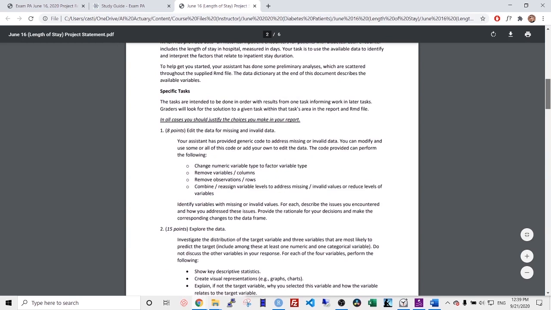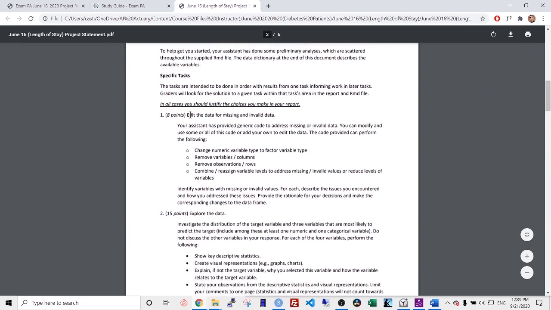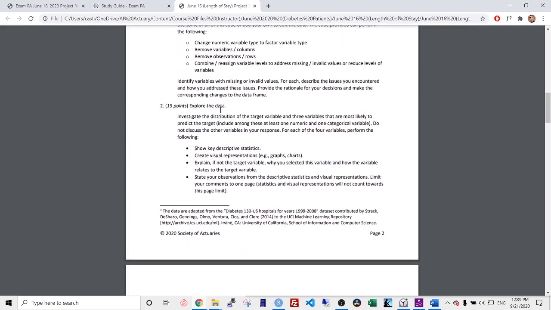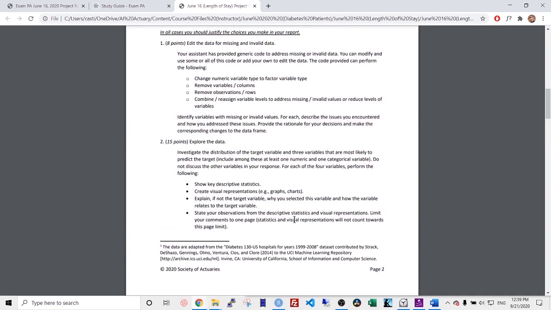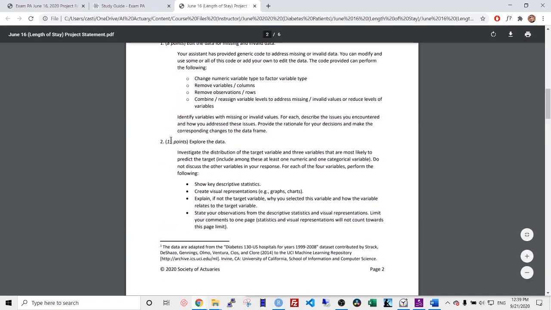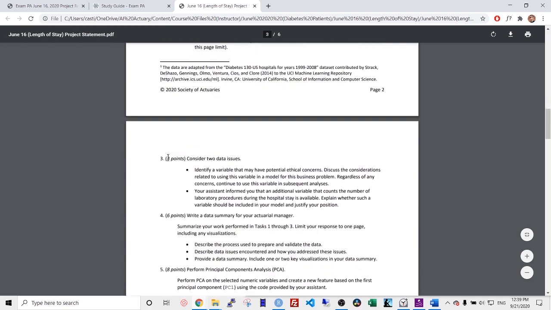Next, I would like to read through the tasks to get an idea as to what topics will be on the exam. I see the first question, 8 points, edit the data for missing or invalid data. 15 points, explore the data. 4 points, consider 2 data issues. 6 points, write a data summary for your actuarial manager. So I could see right away that there is 8 plus 15, 23 plus 4, 27 plus 6, 33 points just on the data itself.